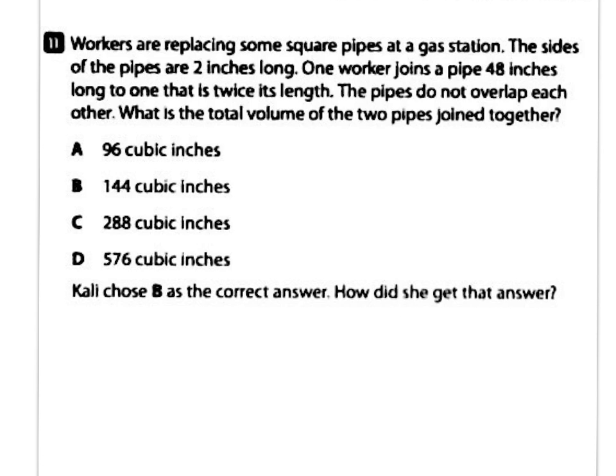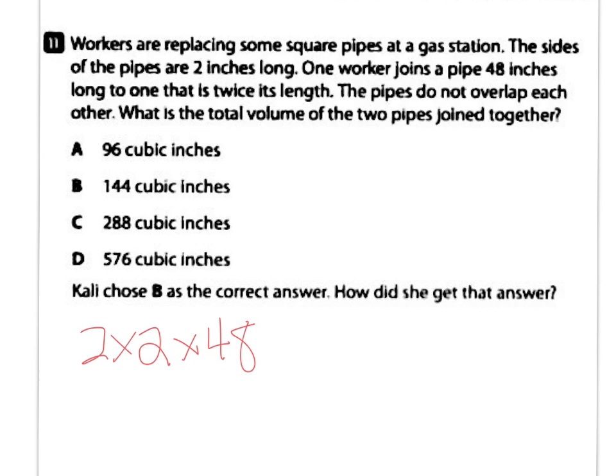So let's just take one pipe at a time. If we know it's square pipes, we know that 2 of our dimensions in volume are going to be 2 inches long, because if it's 2 inches, you know that it's going to be 2 inches on all 4 sides. So we know you're going to have 2 times 2. Your third measurement is one worker joins a pipe at 48 inches long. So that's going to be our first one. 2 times 2 times 48.